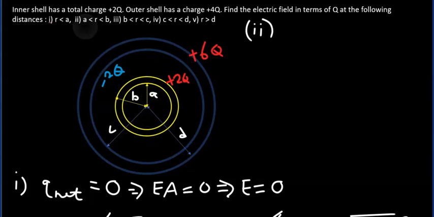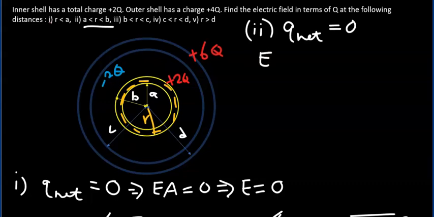Now let's look at the second region. R is between A and B. So between A and B, that means within that inner shell. So a typical Gaussian surface within that region will look something like that, at a distance R, let's say. And we also see, as in part 1, there is no charge enclosed by this Gaussian surface. So the net charge enclosed by that Gaussian surface is 0. And using the same conclusion, the electric field there must also be 0.